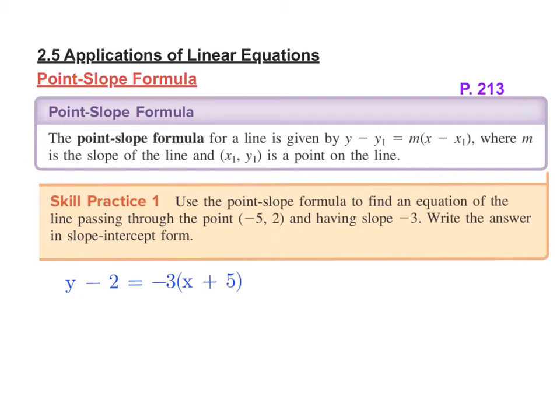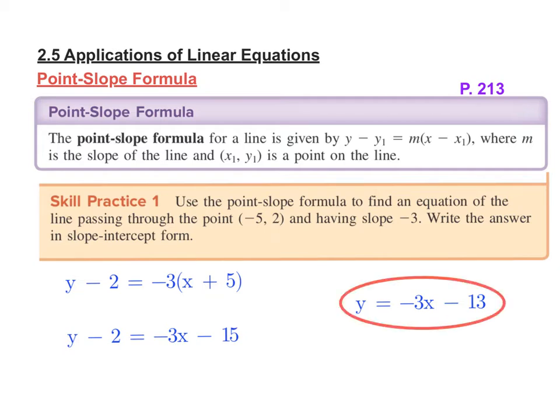I've got to get it in slope-intercept form, which means I need to get the y by itself and combine some like terms where necessary. So I'm going to end up getting rid of this -2, and I'm going to have to distribute over here. So let's distribute first. Then I'm going to add the 2 to both sides. So then I get y equals -3x plus 13. When I add the 2, -15 plus 2 is -13. It's in slope-intercept form. Donezo.